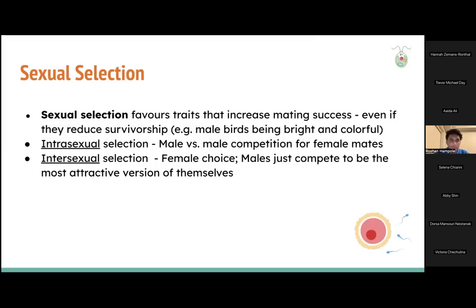Then two more terms, kind of just memorization. Intra-sexual selection refers to male against male competition for female mates, whereas intersexual selection just refers to the idea of females choosing and the males just try to be the most attractive version of themselves possible. Next slide.